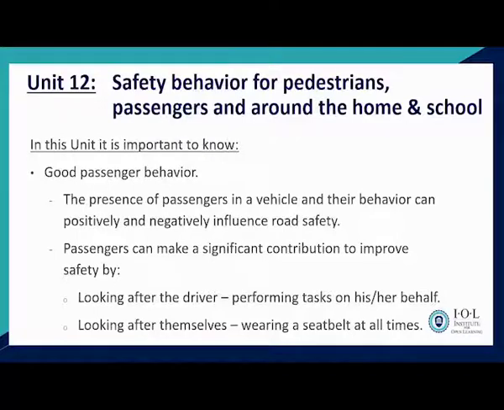Unit 12. Safety behavior of pedestrians, passengers, and around the home and school. In this unit, it is important to know good passenger behavior. The presence of passengers in a vehicle and their behavior can positively and negatively influence road safety. Passengers can make a significant contribution to improve safety by looking after the driver, performing tasks on his or her behalf, looking after themselves, wearing a seatbelt at all times.